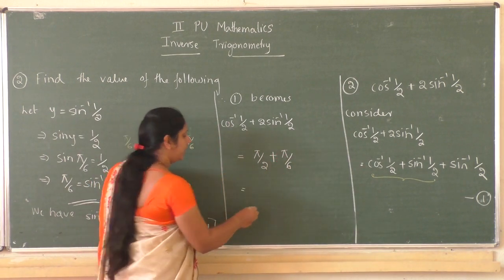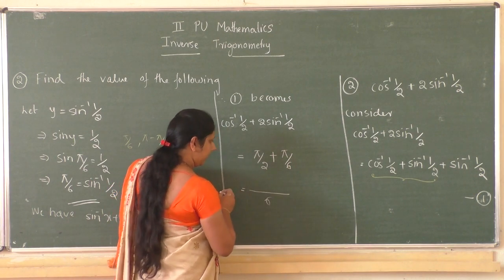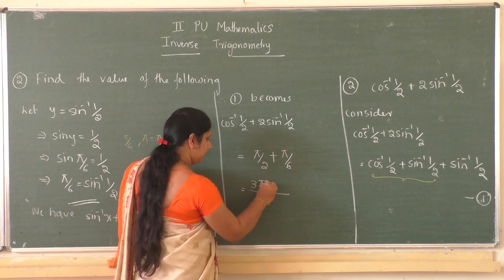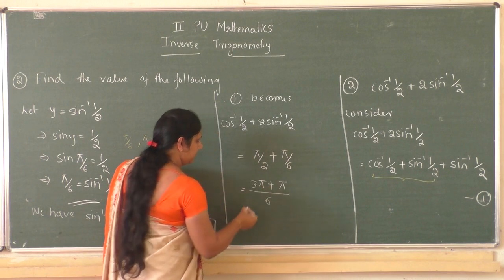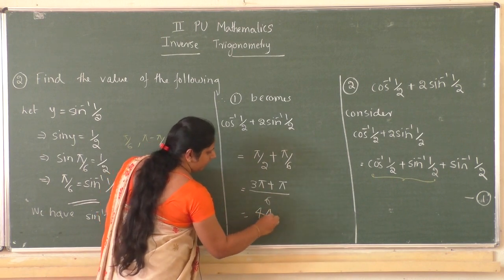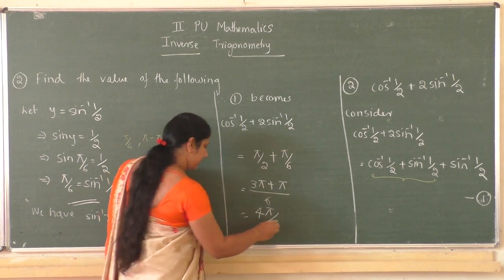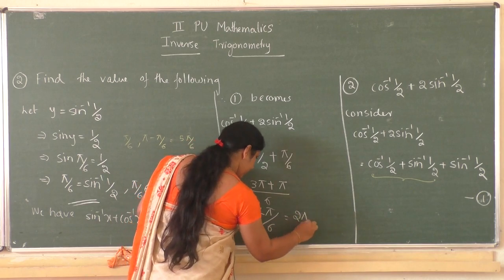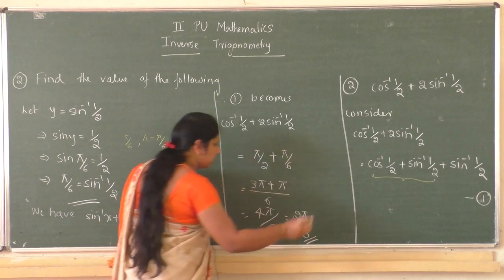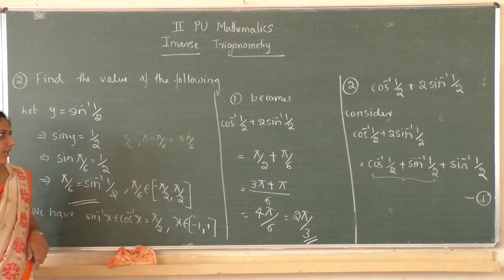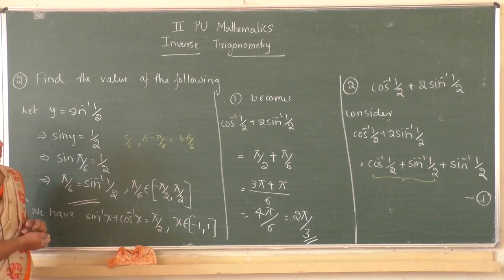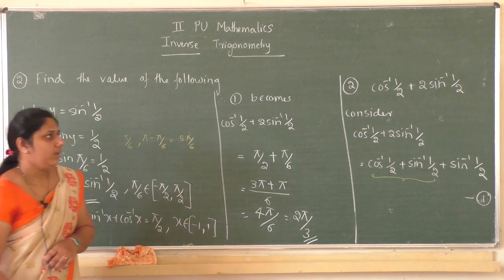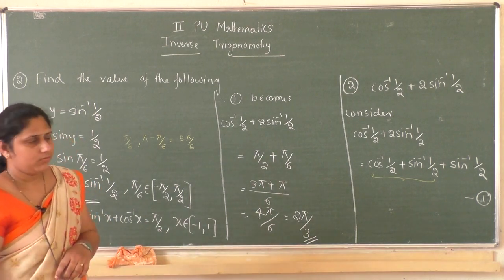What is the common denominator? 6. Numerator 3 pi plus pi, that is 4 pi by 6 or 2 pi by 3. So this is the required value of cos inverse half plus 2 sine inverse half.